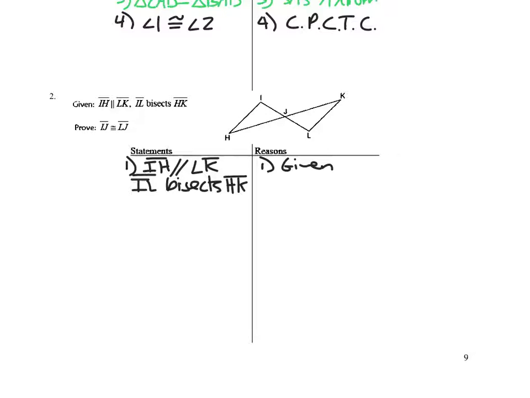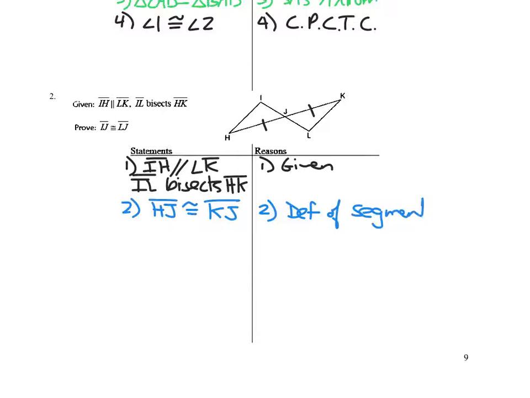So IH is parallel. It doesn't say anything about congruence, so I'm going to leave that alone for a sec. But IL bisects HK. So IL is the knife that cuts HK into congruent pieces. So that's where I will start. So HJ is going to be congruent to KJ. Definition of bisector. I'll be a little bit more specific. Segment bisector.